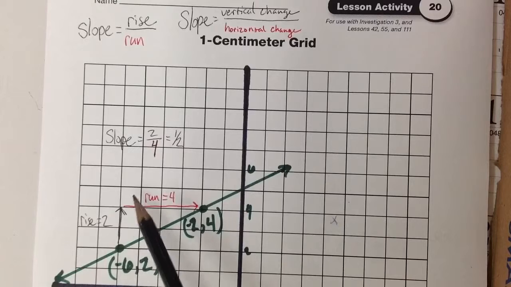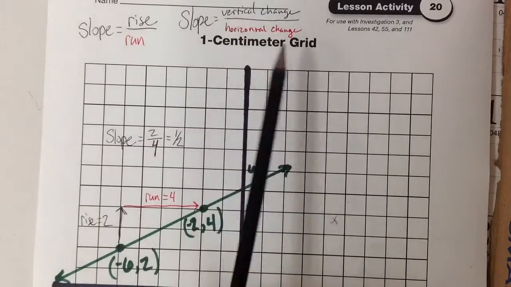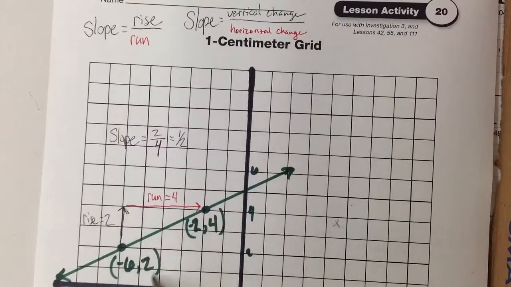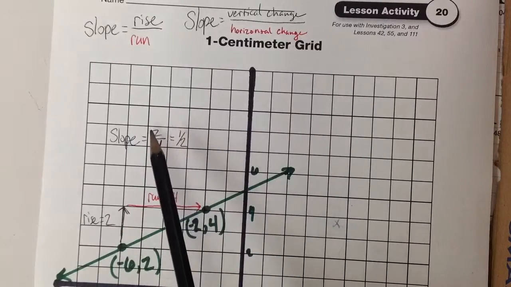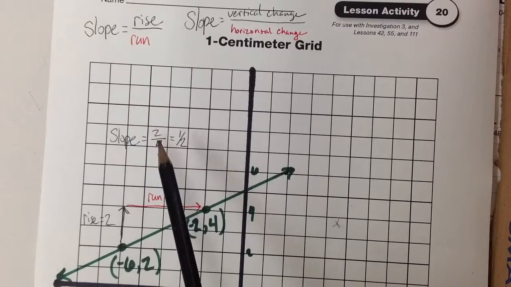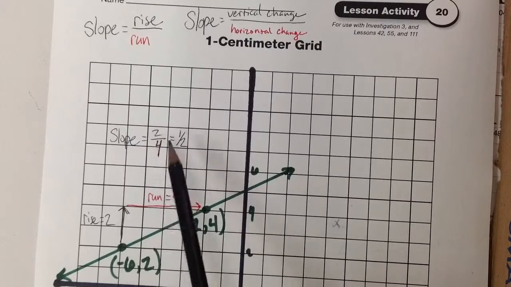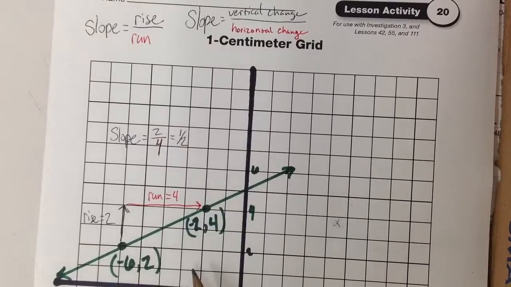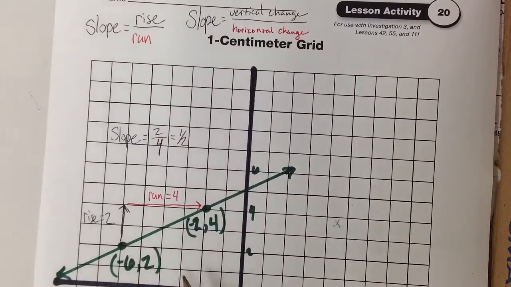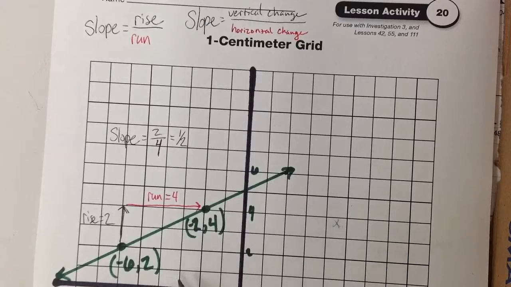Now the horizontal change is how far over it moves. So I count 1, 2, 3, 4. My horizontal change, or the run, is 4. So from this point to this point, I went up 2 over 4. So I would put up 2 over 4, and then this is a fraction I can simplify, so I would say 2/4.